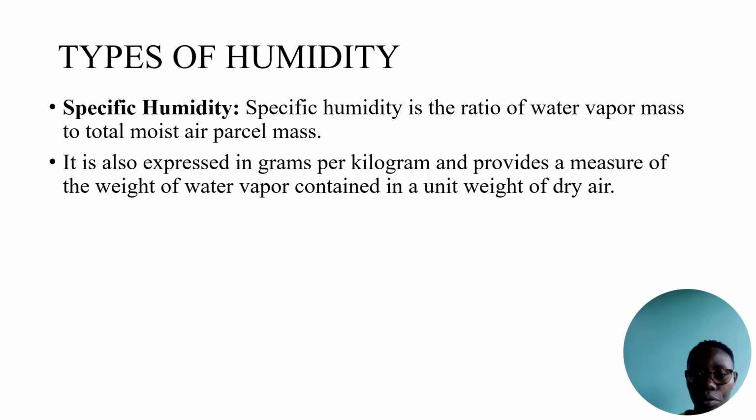The last type of humidity is called specific humidity. Specific humidity is the ratio of water vapor mass to the total moist air mass. It is also expressed in gram per kilogram and provides a measure of the weight of water vapor contained in a unit weight of dry air.